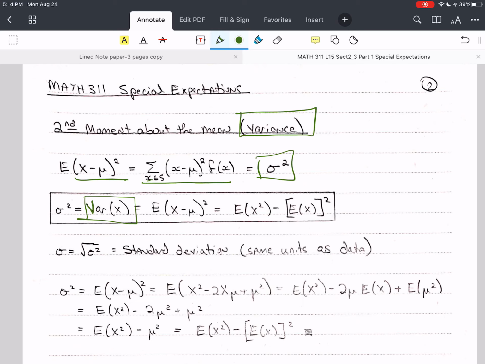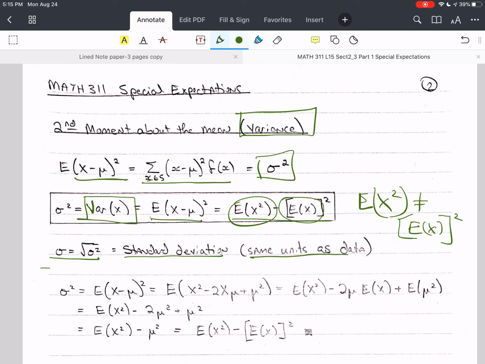And we're going to show that this quantity is equal to E of x squared minus E of x, quantity squared. So these are two very different quantities. In fact, E of x squared is not equal to E of x quantity squared, not unless the variance is 0, and that never happens in real life. Okay, so the standard deviation is the square root of the variance. The nice thing about the standard deviation is that it has the same units as the data, so the variance does not. It's in squared units.